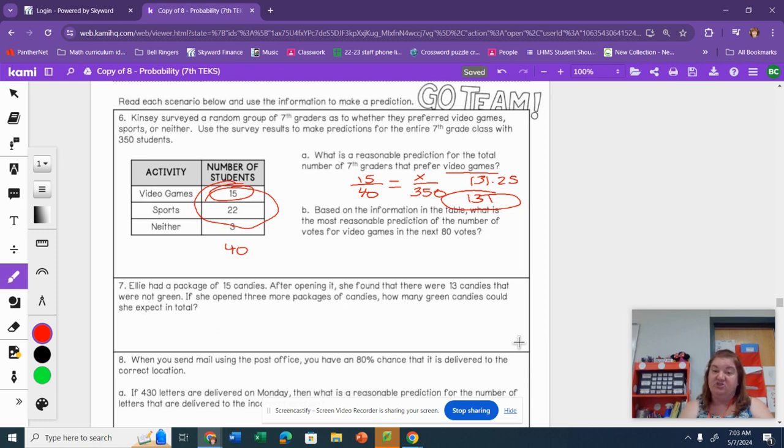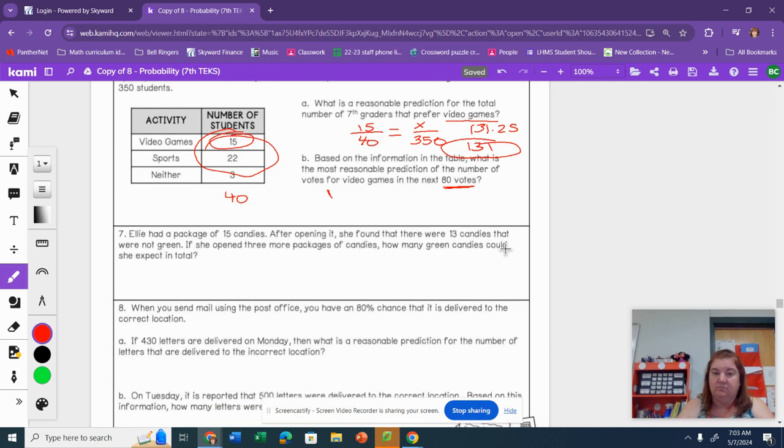Well, based on the information in the table, what is the most reasonable prediction for the next 80 votes? Well, again, you're going to use the 15 out of 40, and then that will equal how many out of 80, and you're going to get the answer of 30 students. A fast way of doing this is 40 becomes 80 by multiplying by 2. So if you do it to the bottom, you do it to the top. So you get 30 students.